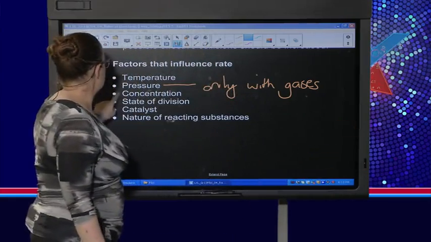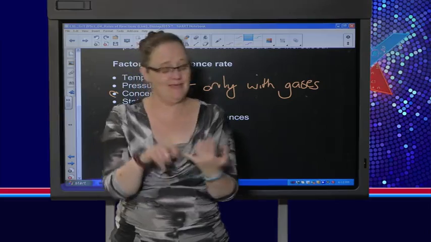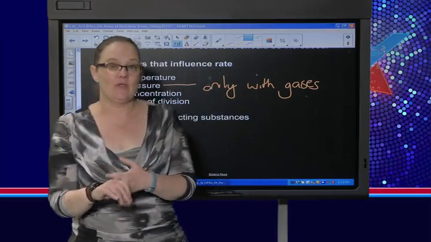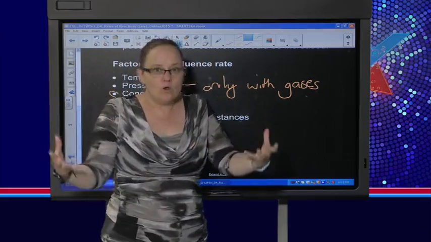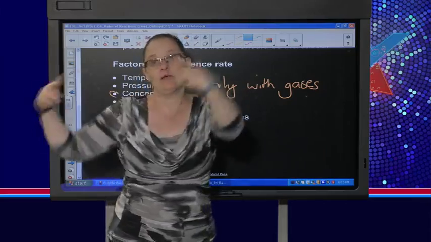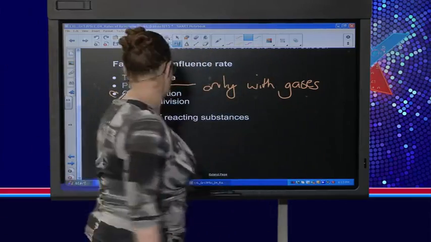The next one is concentration. This only affects aqueous solutions, no solids, no liquids, and it affects gases. Concentration: the more concentrated something is, the more particles there are. If there's more particles, then we'll have more collisions. If there's more collisions, they're more likely to be effective. I think we're getting this.